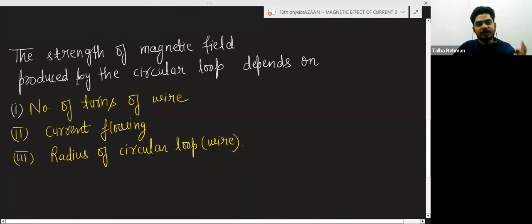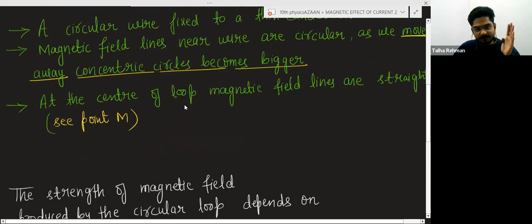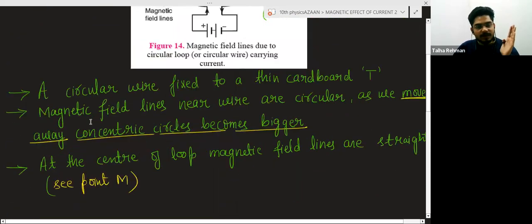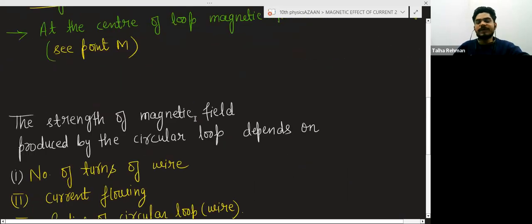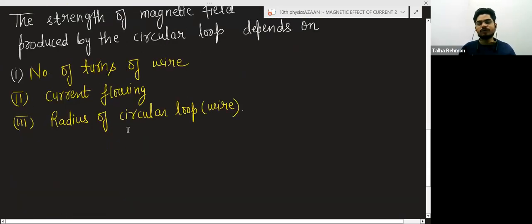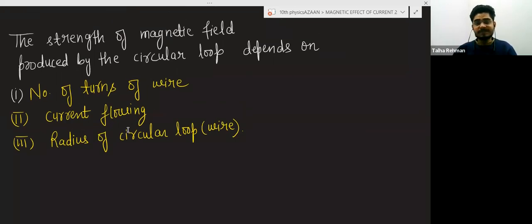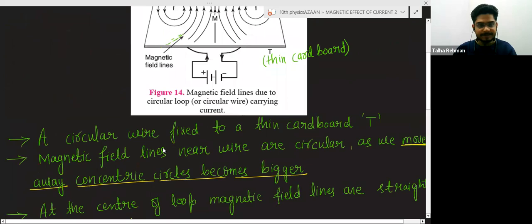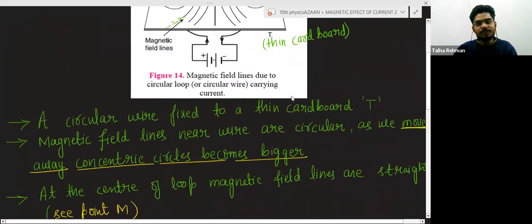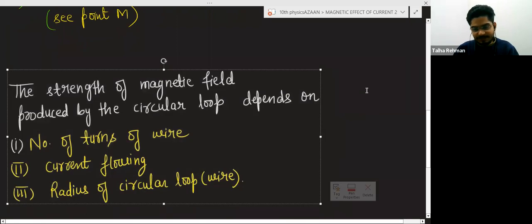So the strength of the magnetic field produced by the circular loop, or loop means circular wire, depends on the number of turns of the wire, the current flowing in the wire, and the radius of the circular loop of the wire. The more you increase the radius of the circular wire, the less will be the magnetic field strength. So this also in detail you will study in your 12th class if you have physics there.